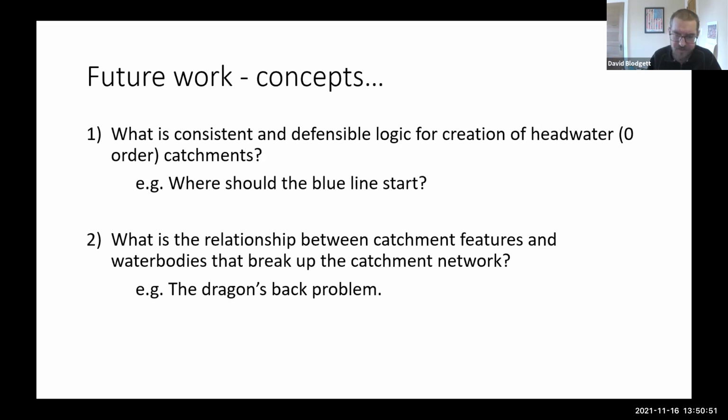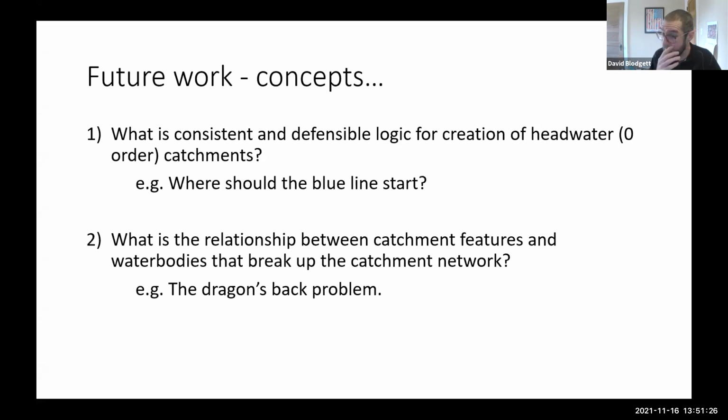It goes to waters of the US rules that EPA needs to think about, all these kinds of things hinge on these kinds of distinctions. And then the second one associated with this is, what's the relationship between catchment features and water bodies that need to break up the catchment network, right? So at some scale, Lake Winnebago in Wisconsin, for example, should not be part of the network of catchments. It should be a water body that stands out from the network. The Great Lakes, they need to stand out from the network. They need to break up our network of landscape features.